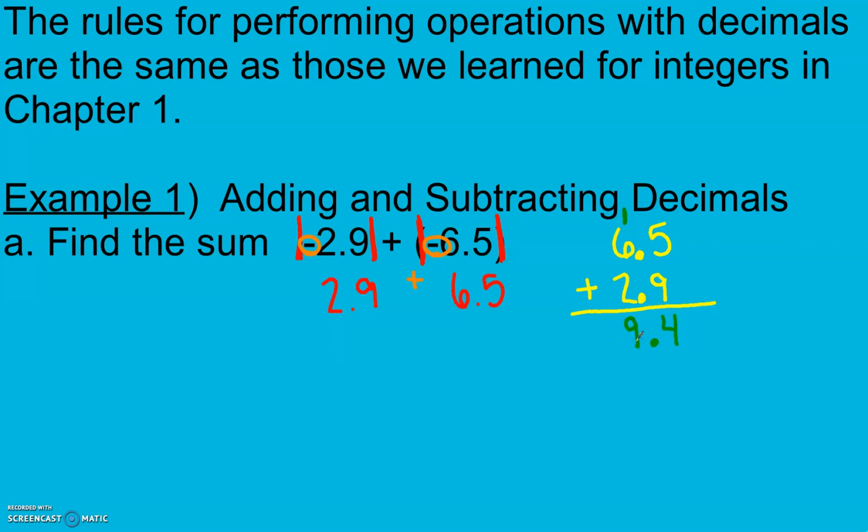So 9.4. I look back at my signs, especially the sign of that bigger number. It's negative, so my answer is negative. So I get negative 9.4.